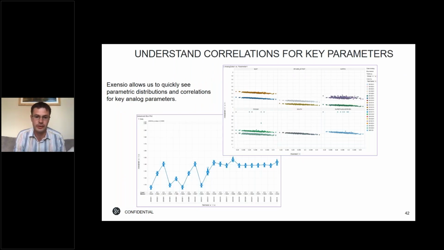So those maps are at the sub-die level. As John mentioned, we plan to go down even further, to SRAM cell level, transistor level, ideally. So this is in our plan. Exensio also allows us to see key parametric distributions and correlations. None of this is, again, particularly groundbreaking, but the sheer amount of data that we're getting out of the test program makes it very difficult to work with unless all the databasing is done in the background, and that's something that the PDF cloud has allowed us to do.